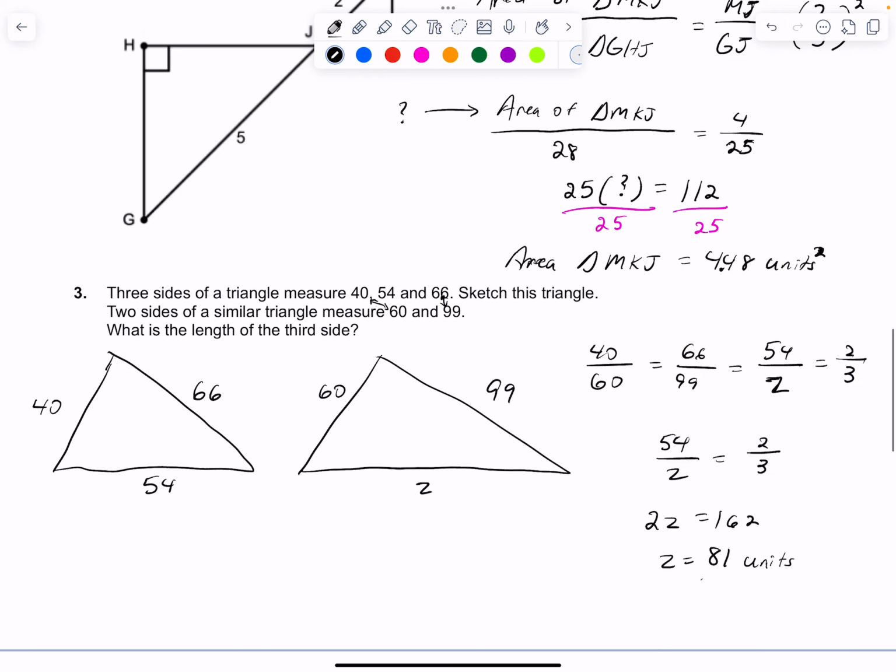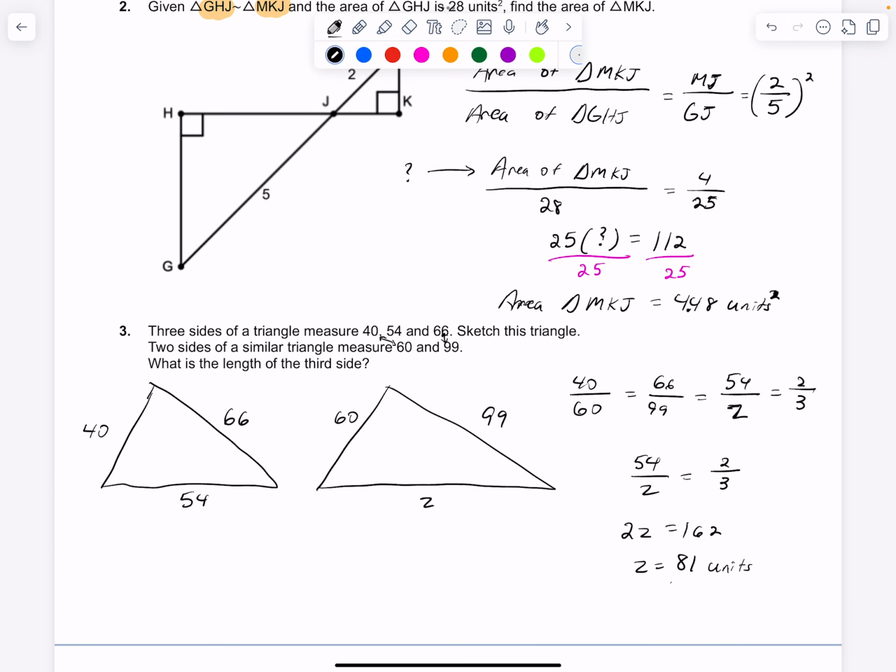All right, so that's using this understanding of similar polygons, similar triangles, and these ratios to help us solve some problems.